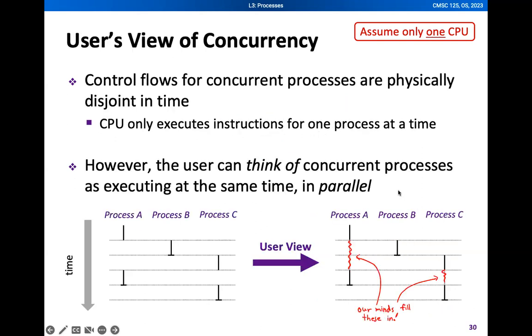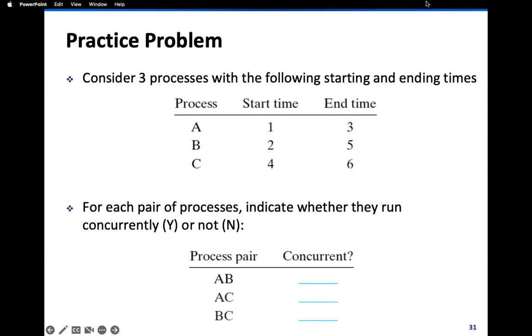Okay, so now let's have a continuation. The user can think of concurrent processes as executing at the same time or in parallel. In our minds, we think that process A continues to run without preemption or suspension, while running in parallel with B and C. In fact, in our CPU there is interleaving as well as context switching happening in order for us to run these processes in parallel. Okay, so before that, can we have a practice problem?